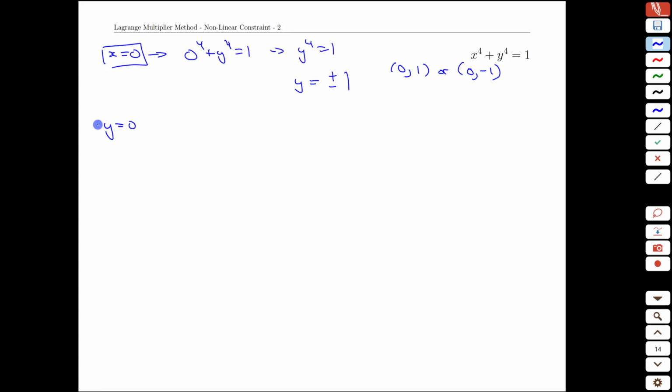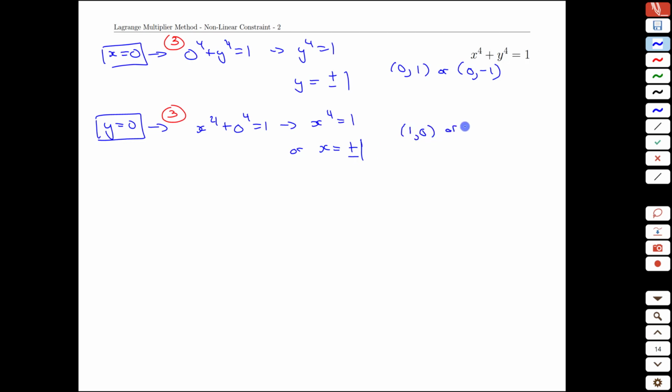We can also take our y equals 0 value and do the same thing with our constraint. This is equation 3 here. And then we get x to the 4th plus y to the 4th, but y is now 0, equals 1. And this time it's x to the power 4 equals 1, or x equals plus or minus 1. And that gives us 1, 0, or negative 1, 0 as possibilities.